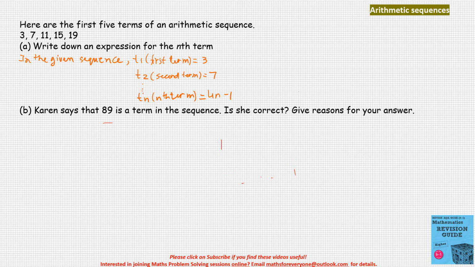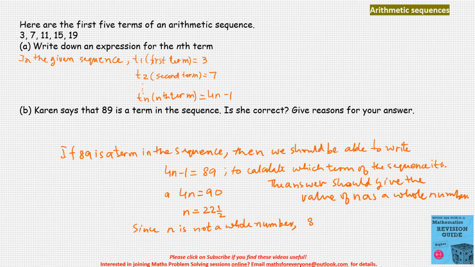So what I have done is, and this is my explanation, and I have also written it down. If 89 is a term in the sequence, then we shall be able to write 4n minus 1 is 89, and calculate which term of the sequence it is. The answer should give a whole number, not a fraction. Because its answer is in a fraction, n is not a whole number, so 89 is not a term of the sequence, right?